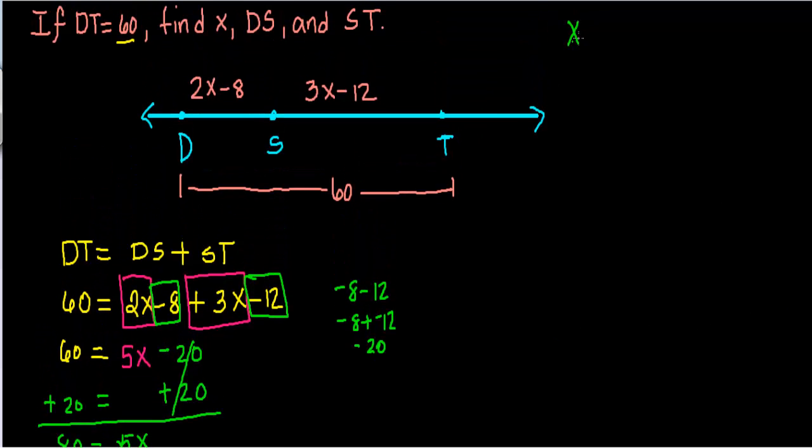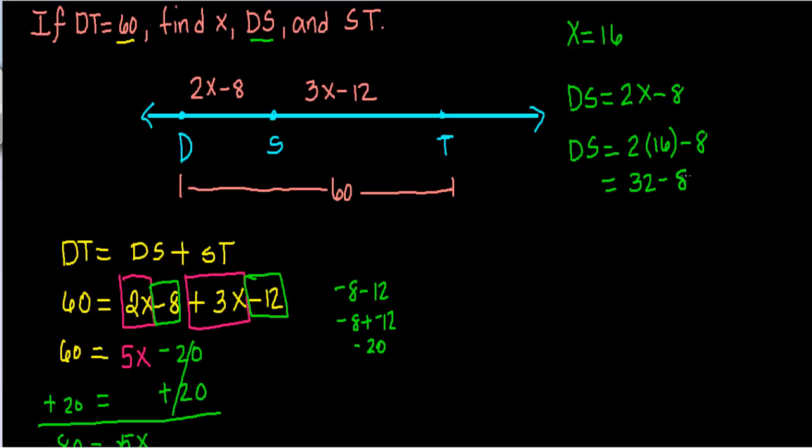So far x is equal to 16. Now they want you to find DS. DS equals 2x minus 8. So now take the x that you found and substitute it for x, and you can solve. 2 times 16 is 32 minus 8, so DS must be 24.